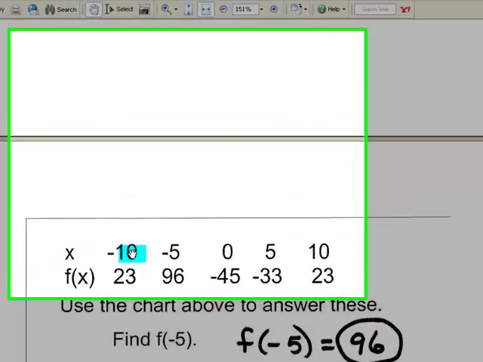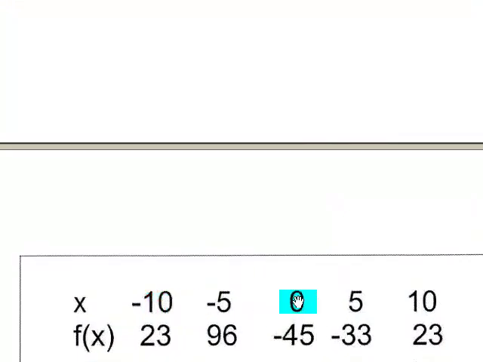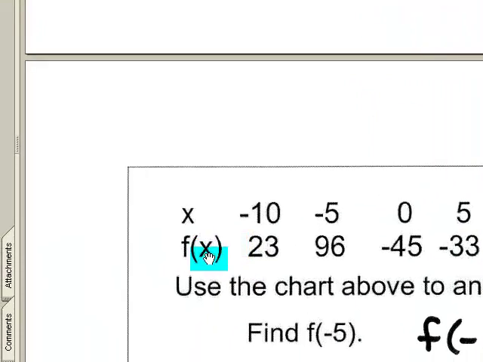We're told that the top row of this chart represents x values. Those are called inputs. And the bottom row of this chart represents f of x, which is really another way to say y. Those represent outputs. So if you're reading this chart correctly, if you put in a -10, you get out 23. If you put in a -5, you get out 96, and so on.